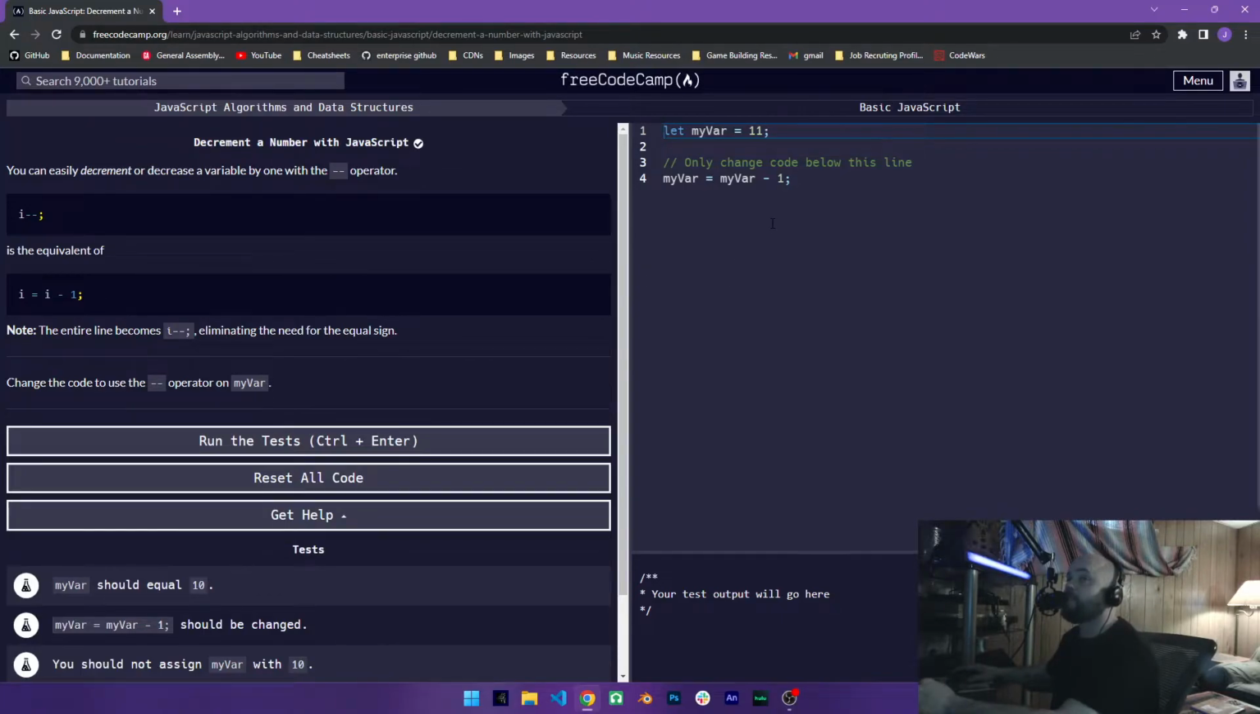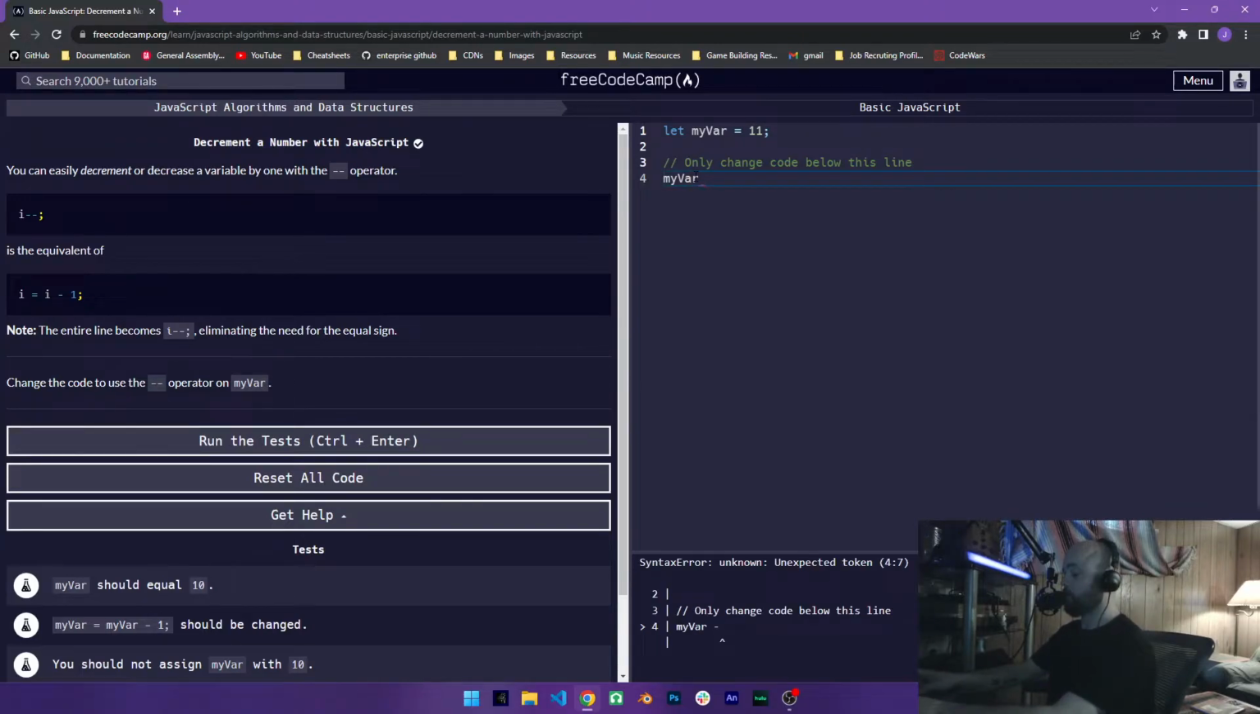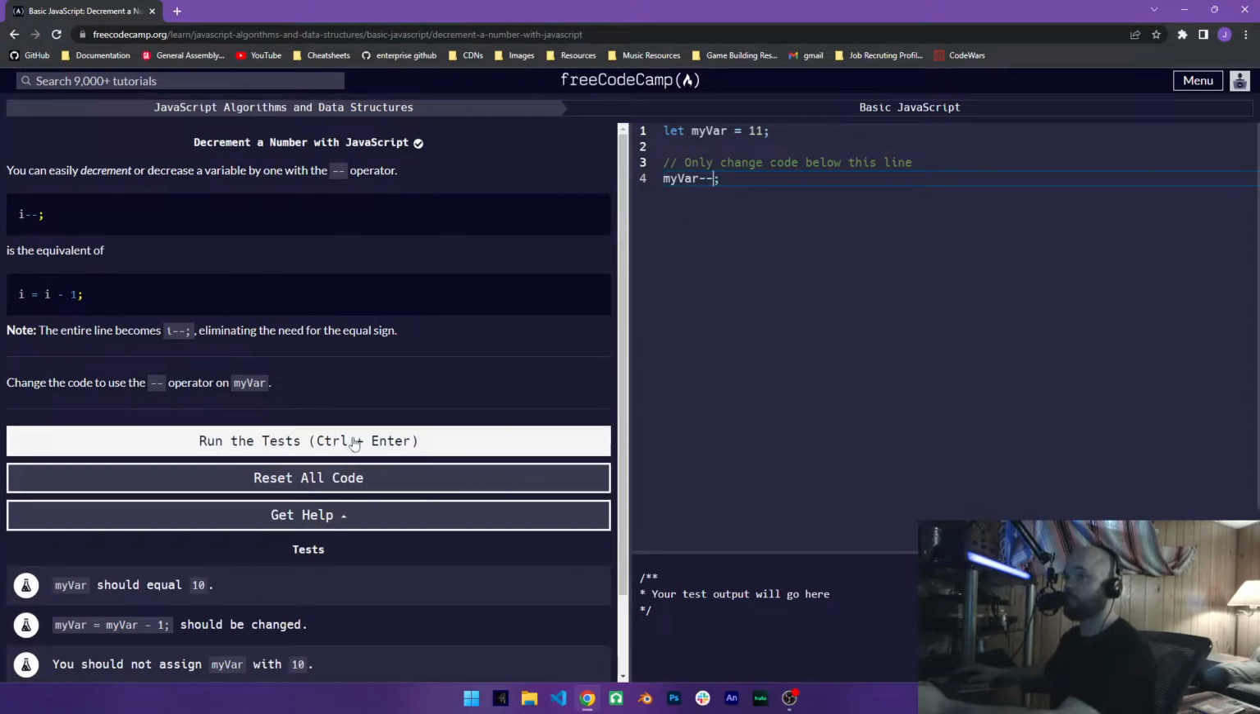Now, next we have decrementing a number, which is the exact same process. So we do minus minus, and if we wanted minus 2, we could do that. But it wants us to do minus minus, so we'll go with that.